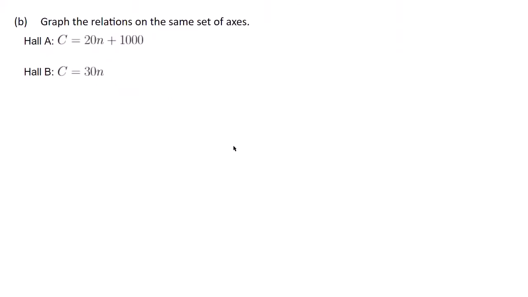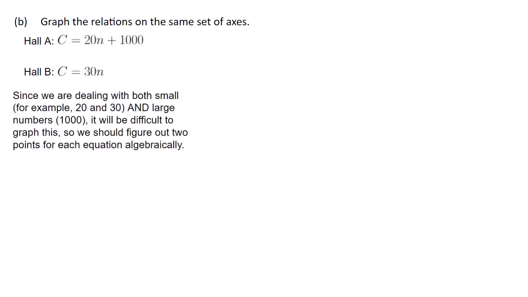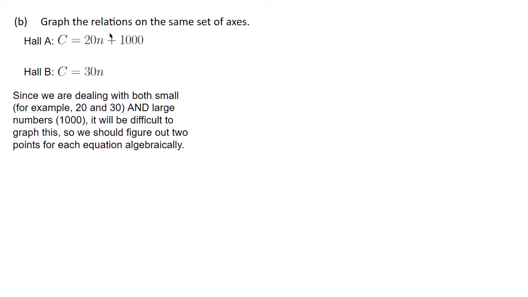So we want to graph the relations on the same set of axes. So since we're dealing with both a small and large number, so 20 and 1,000, it will be difficult to graph this, so we need to figure out 2 points for each equation algebraically before we can graph it. So I'm gonna pick the first point, which is n equals 0, because that's very easy.